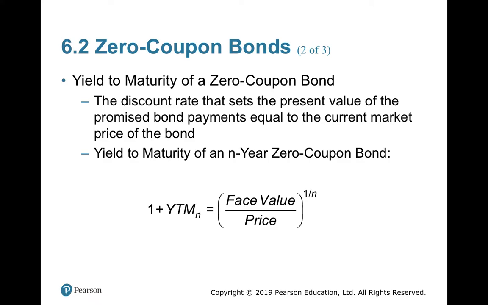The calculation is very easy. 1 plus yield to maturity is equal to face value divided by price, to the power 1 by n. And YTM is equal to face value divided by price to the power 1 by n, minus 1. The 1 will come to the right side. So this way we calculate the yield to maturity of a zero coupon bond having n number of years.